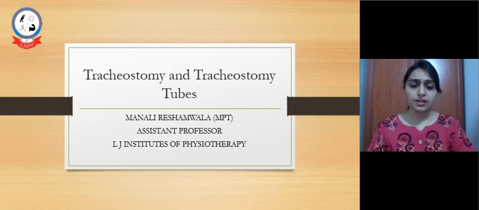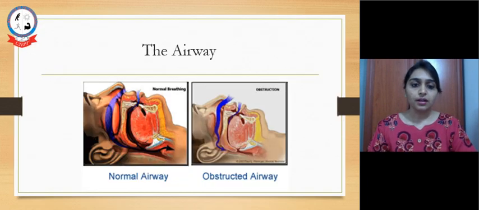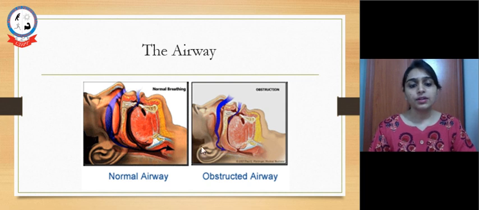To understand this, first we need to understand what the airways are. Here is a figure shown for normal airway versus obstructed airway. The air is passed through the nose and mouth, then to the larynx and pharynx, to the trachea and towards the lungs. If there is an obstruction midway, then the patient will not be able to breathe properly.